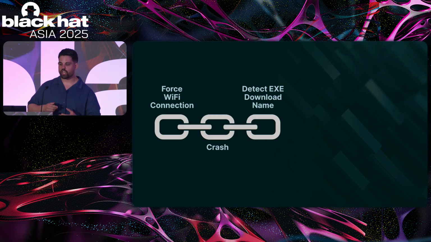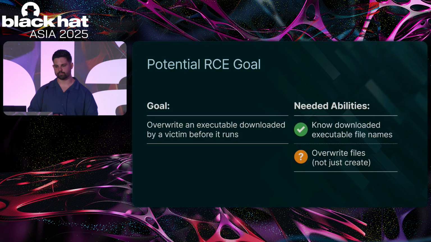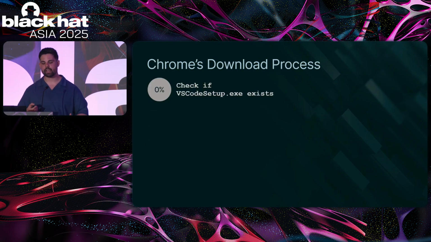And so we chained another link to our RCE chain. Now we can also detect the names of executables that are downloaded by a victim. But with that being said, we still did not have the ability to overwrite files, but just to create them. But we didn't have to have this ability generically. We just needed to have it for our specific scenario when files are being downloaded.